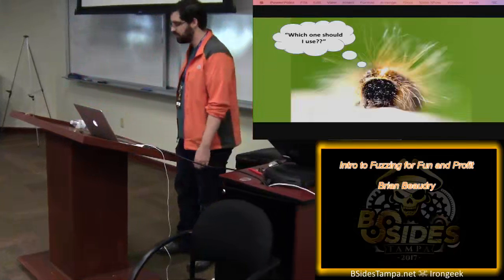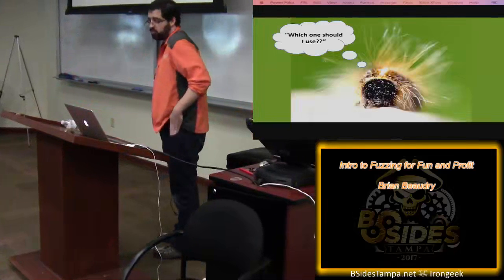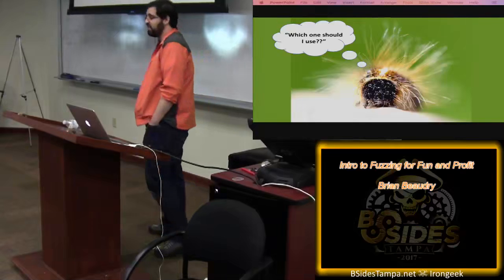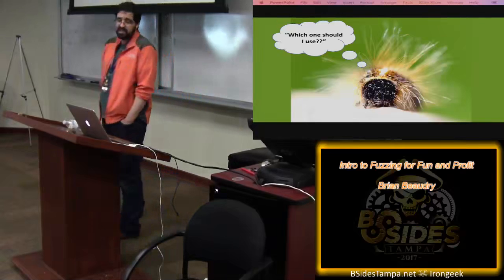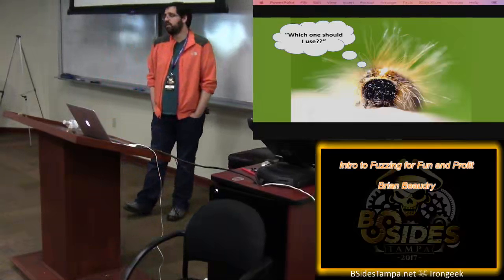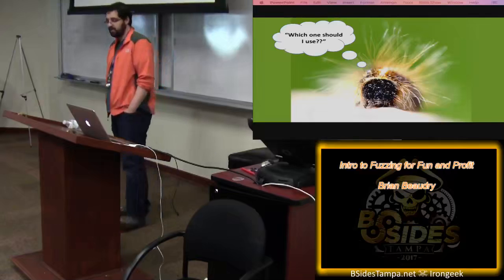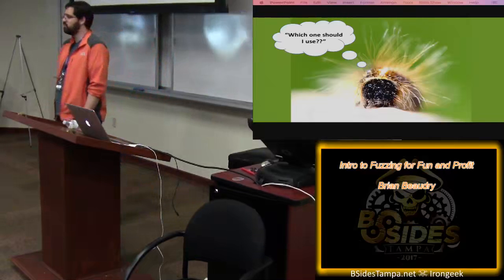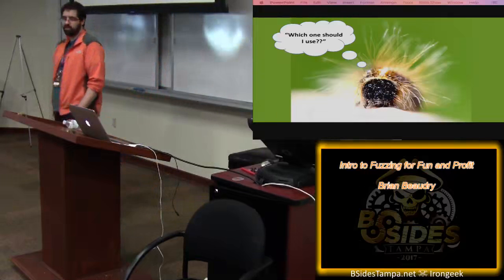So if you're anything like this curious caterpillar, you might be wondering which one should you use. It's really just application dependent, also dependent on kind of your skill set. If you want to take the time to build out a dictionary for different file formats, it's going to pay off in the long run for your generational fuzzers. If you just really want to get up and running really fast, mutational is pretty good.